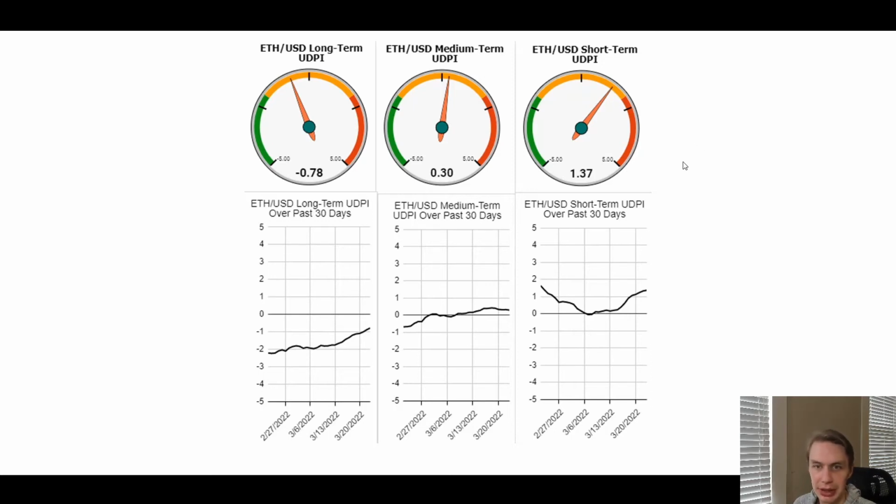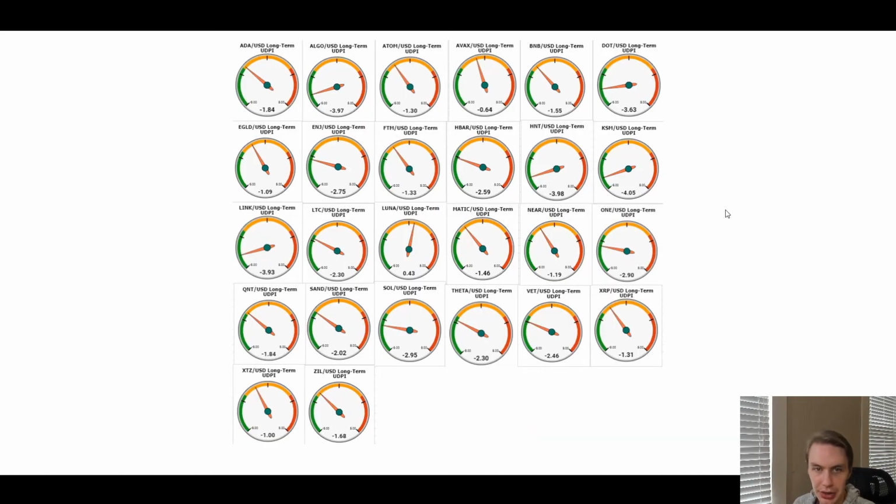But yeah, it's totally possible. And if that were to happen, these areas would become more in play. So let's look at our altcoins also.